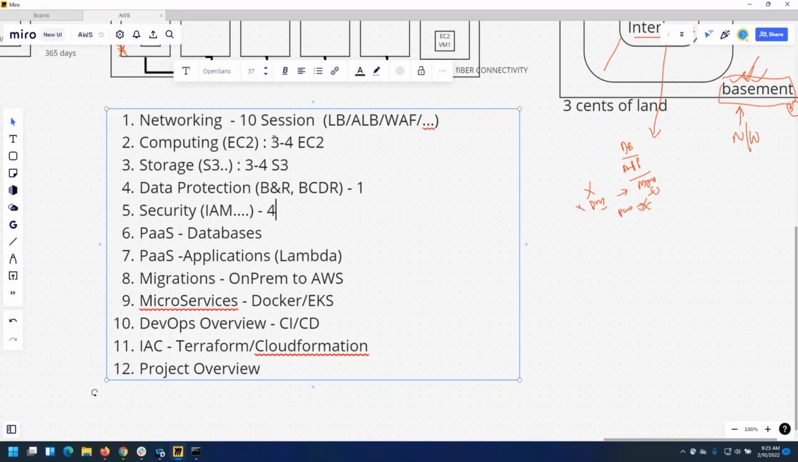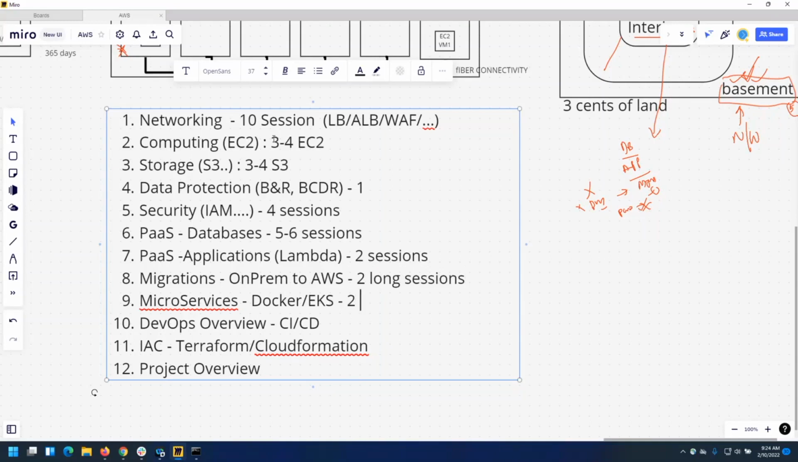Security, I would need at least 4 sessions. Databases, 5 to 6 sessions I need, including your PaaS databases, SQL, okay, MySQL, and then your Oracle, and then your MariaDB, and so on. So PaaS applications, at least 2 sessions I need in order to explain. Migrations, 3 long sessions or at least 2 long sessions. One is server migration, another one is your database migration.